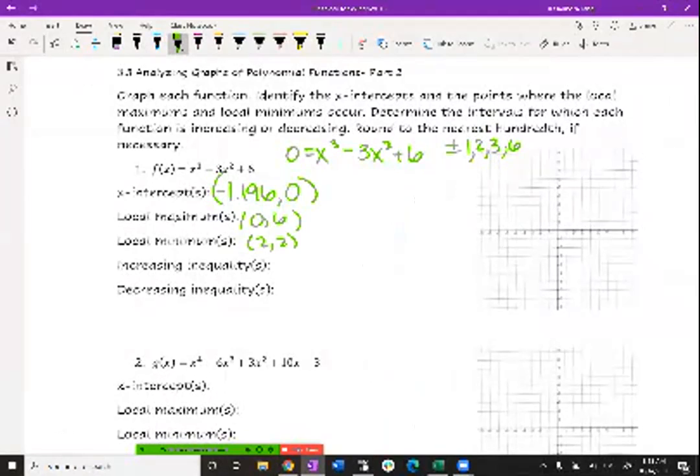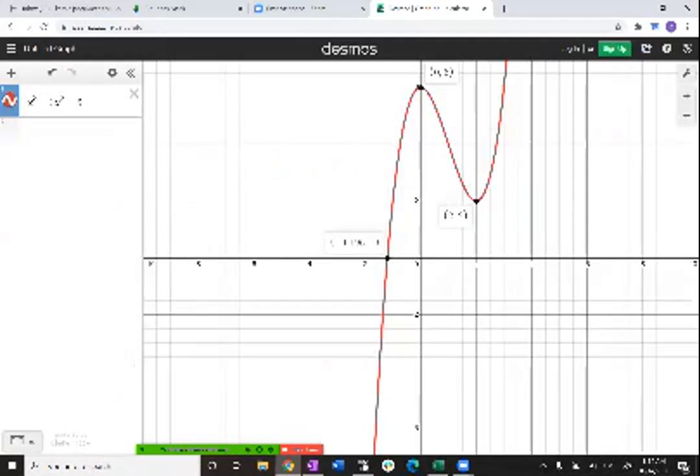All right, now based off of the local maximum and local minimum, I can get the increasing and decreasing inequalities. If I'm going left to right, it's increasing, going up, up, up, up until it gets to that max. And my increasing, decreasing has to do with, do you guys remember X's or Y's? Here's my hint, I'm going left to right. Does that have to do with X's or Y's? Yeah, X's go left and right. My Y's go up and down.